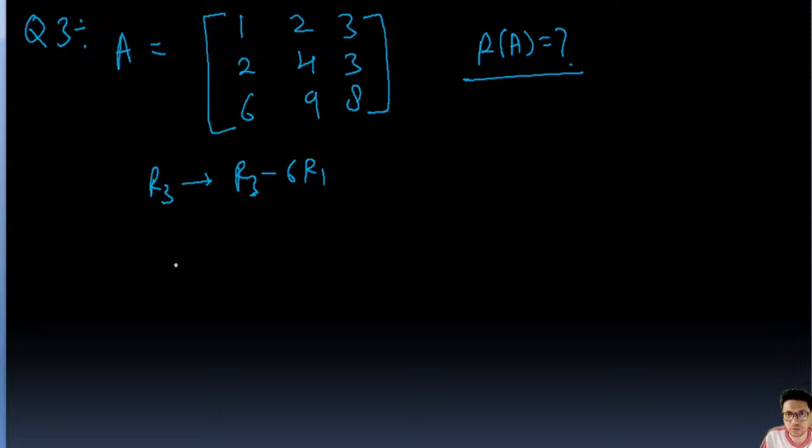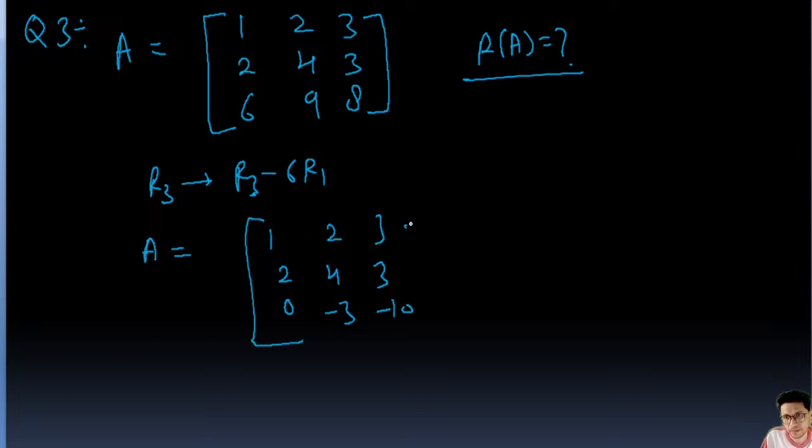If we do that, then A is going to be 1, 2, 3, and 2, 4, 6, and the third row, R3 minus 6 R1. This is 0, and this is minus 3, and this is minus 10. Hope you know this operation, guys. We have also studied this in class 11 or 12.